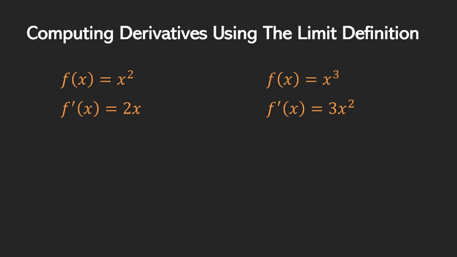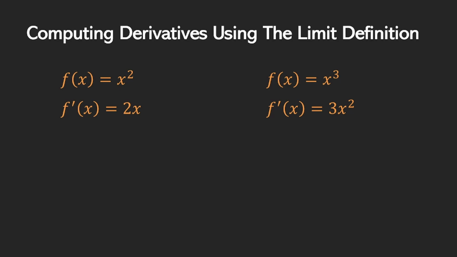Well, let's compare the two functions we differentiated using the limit definition: f of x equals x squared and f of x equals x cubed. When we took the derivative using limits, we got that the slope of f is equal to 2x, and for our other function, the slope of f was equal to 3x squared. So what do you notice here? What is the relationship, or what is the pattern?